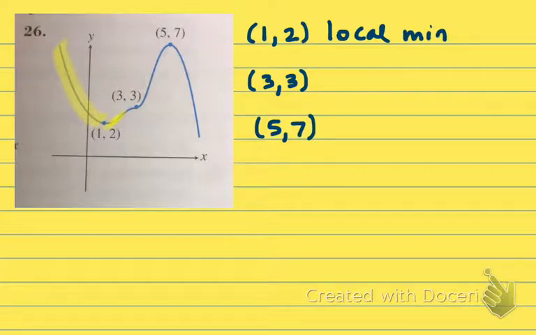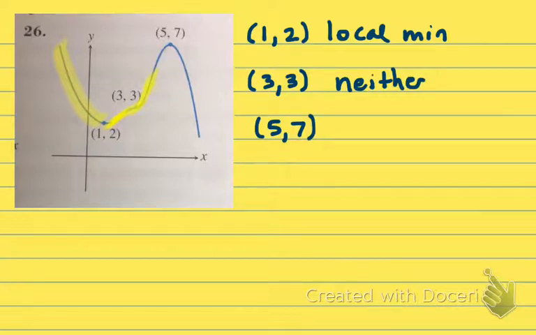And then for (3, 3), as we move towards it, we are increasing, and then as we move past it, we're still increasing, which means that (3, 3) is neither. So that would be neither. And if you think about it, at (1, 2), 2 is the lowest point that it hits because to the left of it is higher and to the right of it is higher. At (3, 3), on the left it's lower than 3, and on the right it's higher than 3. So that also, from that perspective, gives us the same information.